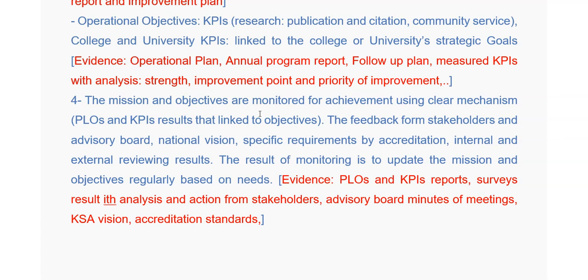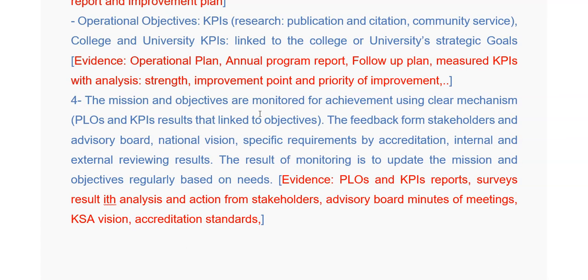If all your KPIs or program learning outcomes are achieved, this means that you achieved your operational and educational objectives, and you already achieved your mission, which is of course difficult because you need maybe 4 years at least, monitoring the achievement every year. And based on this monitoring, maybe you need also to update your mission and the objectives, and this update should be based on a clear mechanism for monitoring and a clear mechanism for update.